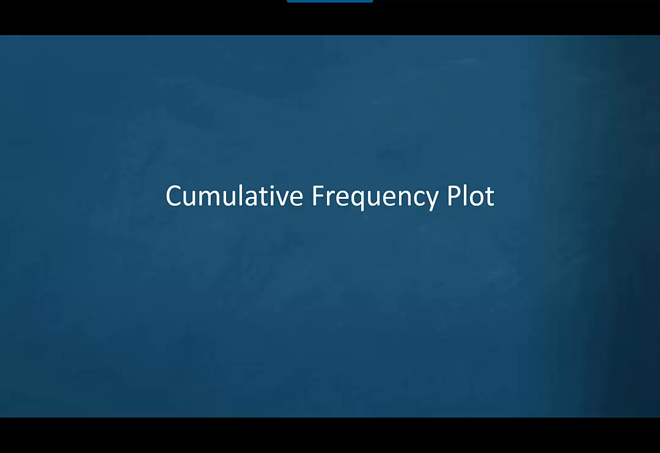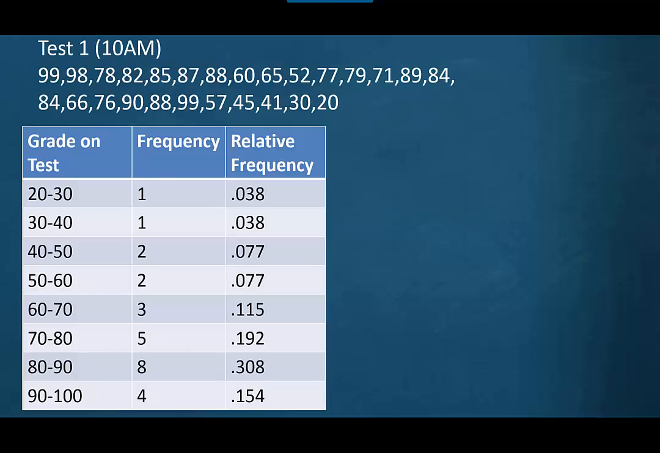This lesson is going to be on cumulative frequency plots or cumulative relative frequency plots. Let's revisit the frequency table for test 1. From here, it was pretty easy to determine the proportion of students who scored within certain classes, right? However, we often need to know the proportion of observations that fall below a certain value.